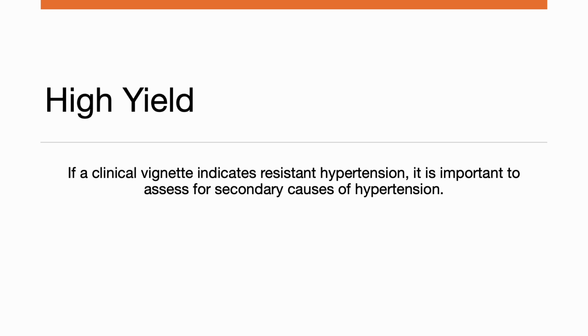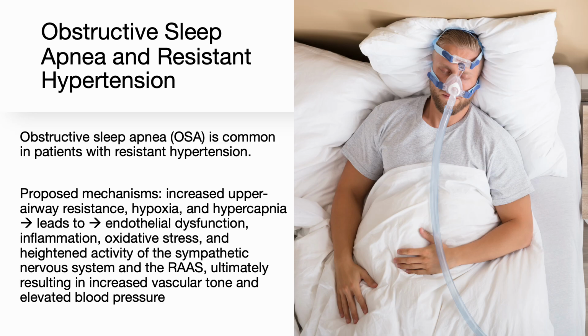If a clinical vignette indicates resistant hypertension, it is important to assess for secondary causes of hypertension. Patients with resistant hypertension should be evaluated for secondary hypertension since recognition and directed therapy may improve blood pressure control. One example is obstructive sleep apnea. OSA is common in patients with resistant hypertension.